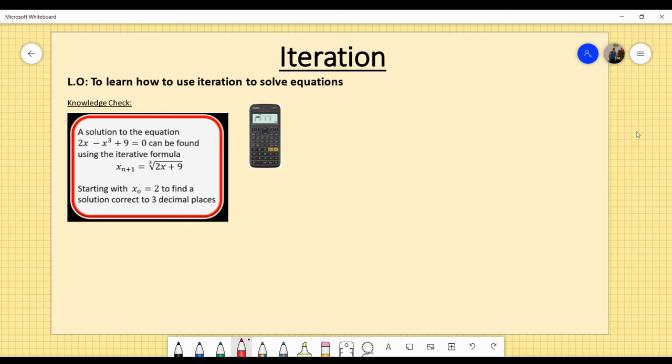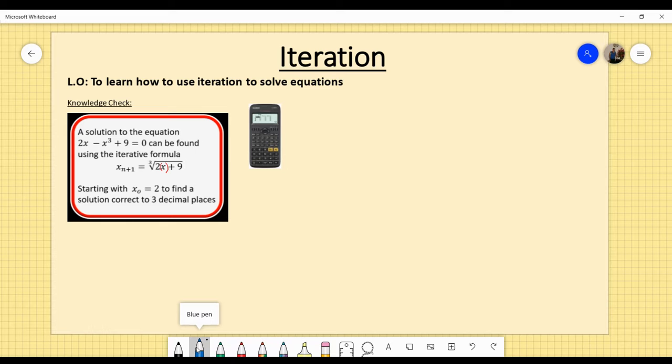Okay, so we're asked to find a solution to the equation 2x minus x cubed plus 9 equals 0 by using this iterative formula. Now, the iterative formula can look a little bit confusing with these extra things in it where you've got the n plus 1s and the x0s, etc. Don't let that put you off and make you think it's harder than it is. Very much like you've been working on the graph questions, this is the formula that we're going to use. And wherever there is an x, we're going to put the x in a bracket. And then we're going to make sure that we can use our calculator accurately and try and get used to the notation that we're using in which to solve these problems. But we're going to get there as quickly and as easily as possible.